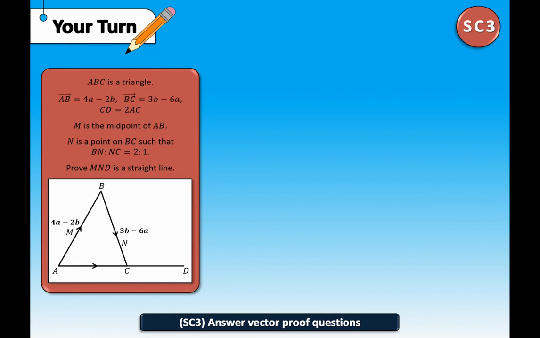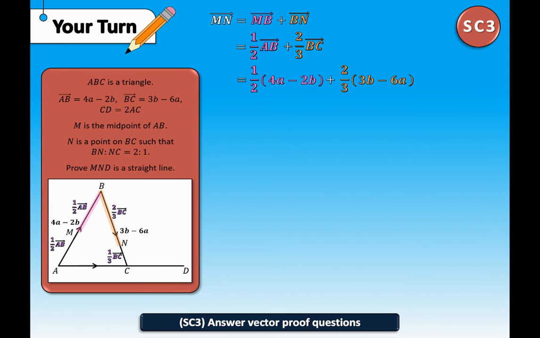Here's the red question. We want to prove MND is a straight line. We need to work out MN and then ND. MN is MB plus BN. So that's a half of AB plus 2/3 of BC. We expand both brackets and then simplify. So MN is b minus 2a. So now we can work out ND.